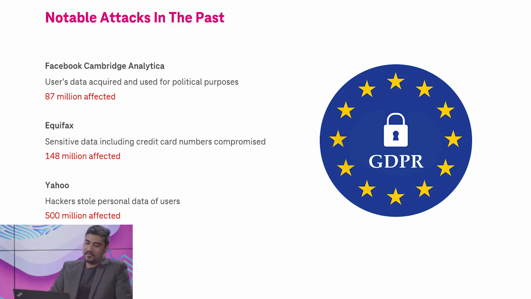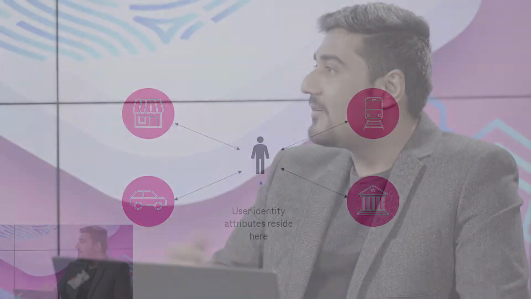For example, there was an Equifax breach in which credit cards of 148 million users were leaked. And similarly, in Yahoo, the data of 500 million people was also leaked. So, in a nutshell, the way we manage identities and store them in a cloud is not secure. It's far from ideal. And here comes self-sovereign identity.